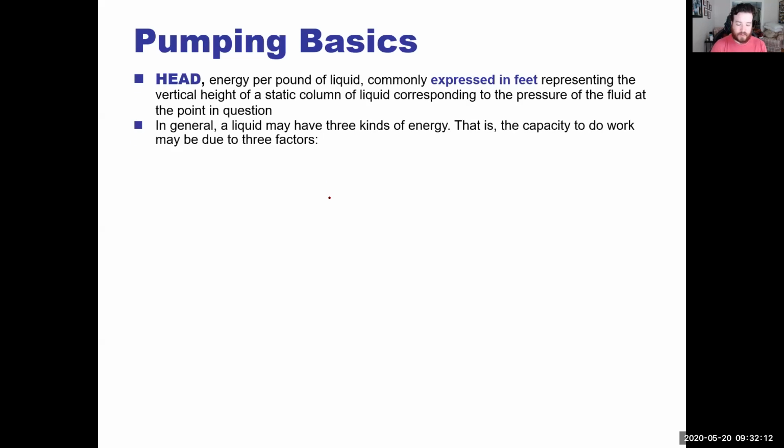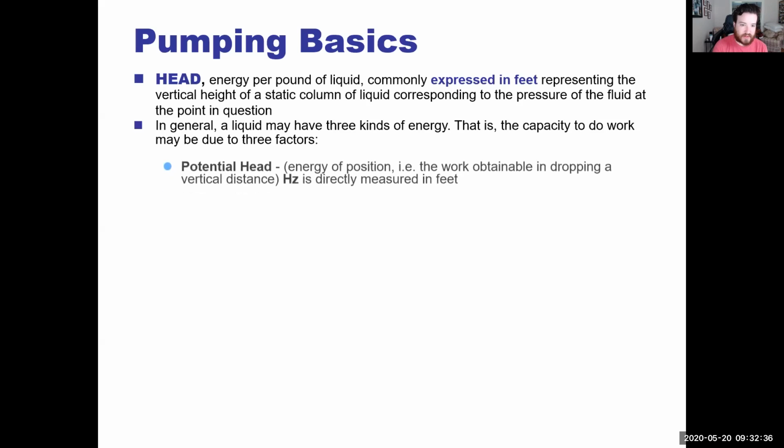So, a couple terminology with it. Head: energy per pound of liquid, commonly expressed in feet, representing the vertical height of a static column of liquid, corresponding to the pressure of the fluid at the point in question. In general, a liquid may have three types of energy. That is, the capacity to do work may be due to three factors.